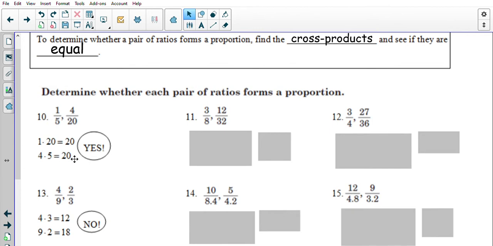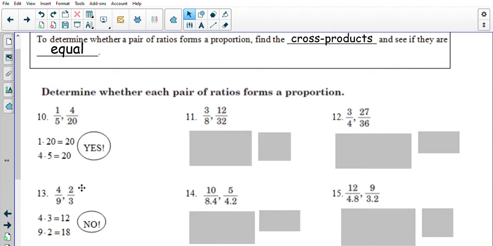They would be equal. In number 13, well, actually number 11 on your paper, if I have 4/9 and 2/3, I can take 3 times 4 and 9 times 2. 4 times 3 is 12, but 9 times 2 is 18. Those cross products aren't equal, which means those ratios cannot form a proportion. It's the same question as asking, are those fractions equal to each other, which you can also do by just figuring out what they are as decimals and seeing that they're not equal to each other.